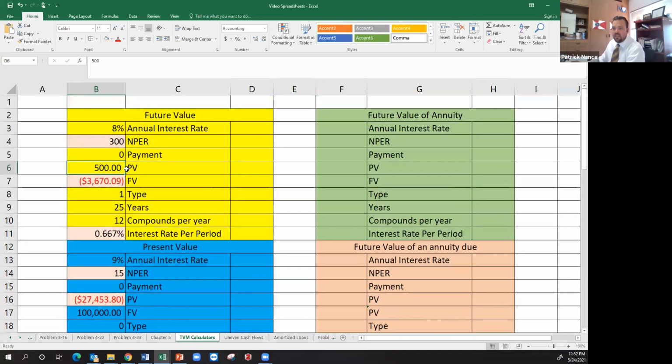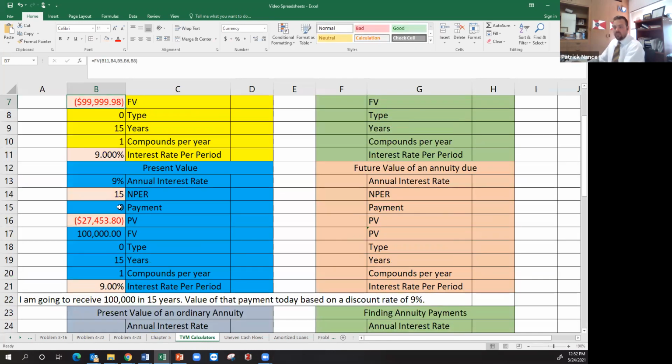So my annual interest rate is 9%, payments 0, future value is what I'm looking for, present value is what I found, 27,453.80, and there will probably be some rounding here, so it might be a little bit different. Type is a 0, number of years is 15, compounds per year is 1. You see it's off by 2 pennies, but effectively I checked my work and found that that is exactly the case. $100,000 future value.